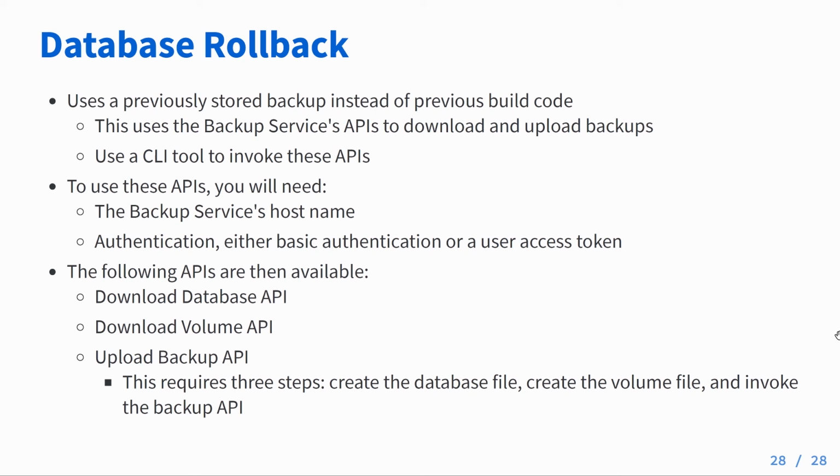To use these APIs, all we're going to need is the backup services hostname and authentication, either basic authentication or a user access token of some kind. The following APIs are then available. We have the download database API, the download volume API, and the upload backup API. The upload backup API requires 3 steps. We can create the database file, create the volume file, and invoke the backup API.